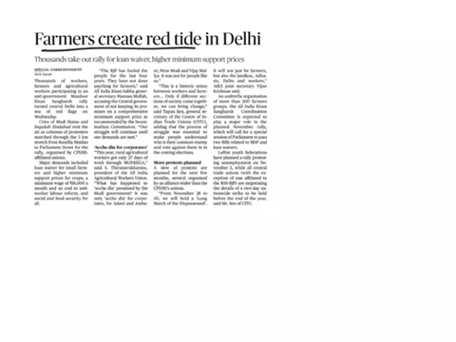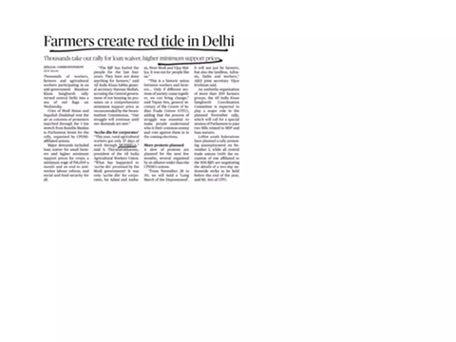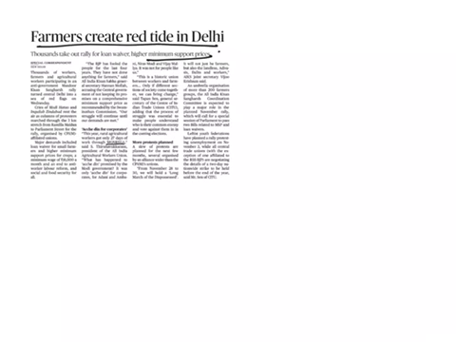Farmers create red tide in Delhi. Here we have to see two terms. The first one is Minimum Support Price, MSP, and the second one is the Mahatma Gandhi National Rural Employment Guarantee Act, MGNREGA. The first one is MSP. This topic comes under GS Paper 3, Indian economy. What is this MSP? Minimum Support Price. If there is a fall in prices after the harvest, then to help the farmers from incurring losses, the government has introduced this MSP scheme.